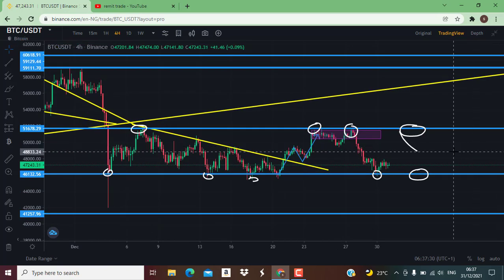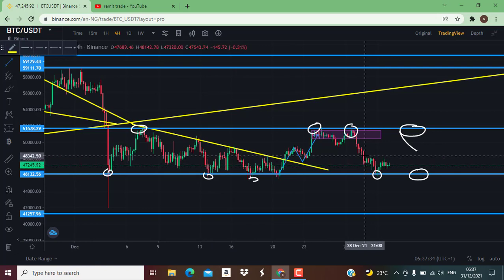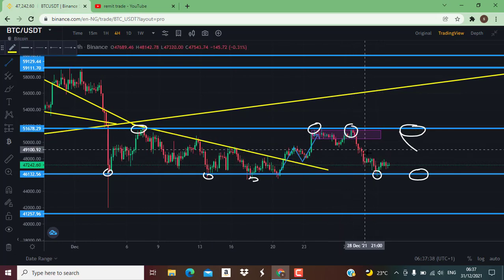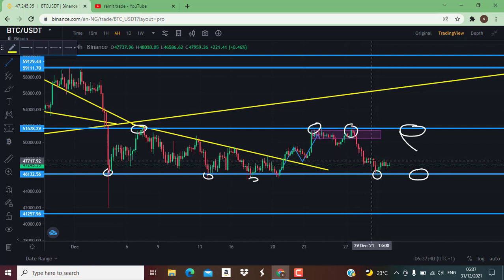Now on the immediate short term, this is what I am expecting in the next 1 or 2 days. So if you look at this very area right here, markets came back down into this area, then consolidated within this area, and then came back right into this very strong support level.